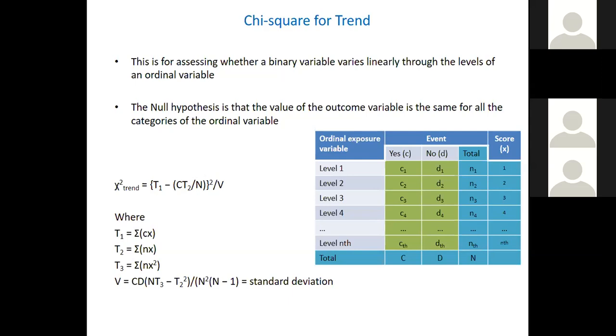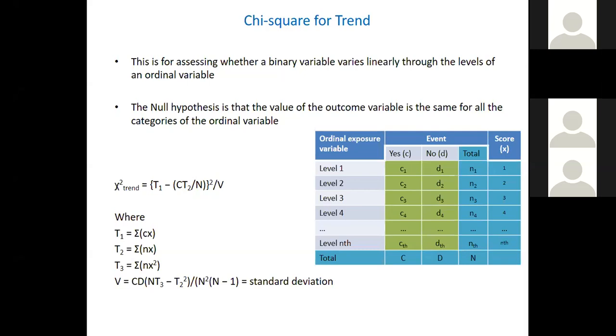This slide is for assessing whether a binary variable varies linearly through the levels of an ordinal variable. I think that one summarizes what I said. The binary variable is the outcome variable. Does it vary linearly? Linearly means: does it increase or decrease as you move along the exposure variable that is ordinal? The null hypothesis is that the value of the outcome variable is the same for all the categories of the ordinal variable.